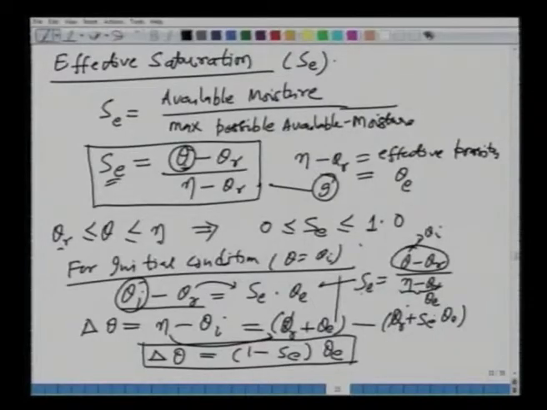And then what we did is we defined another parameter called the effective saturation, which is denoted as SE, and this SE was defined as the ratio of the available moisture divided by the maximum possible available moisture. And then we found out an expression for SE for the initial conditions in a soil.